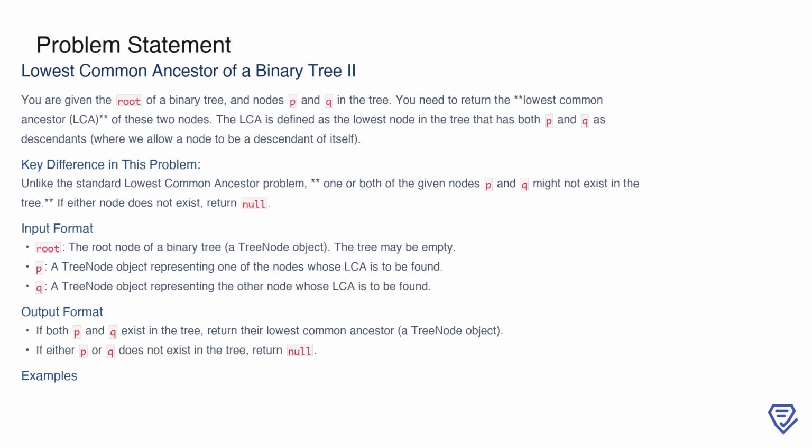However, this problem introduces an additional challenge. Unlike the standard LCA problem, one or both of the nodes P and Q may not exist in the tree at all. If either node is missing, the correct output is null. We'll be working with a binary tree represented by the root node, where P and Q are tree node objects, and our goal is to return either the LCA node or null based on the conditions.